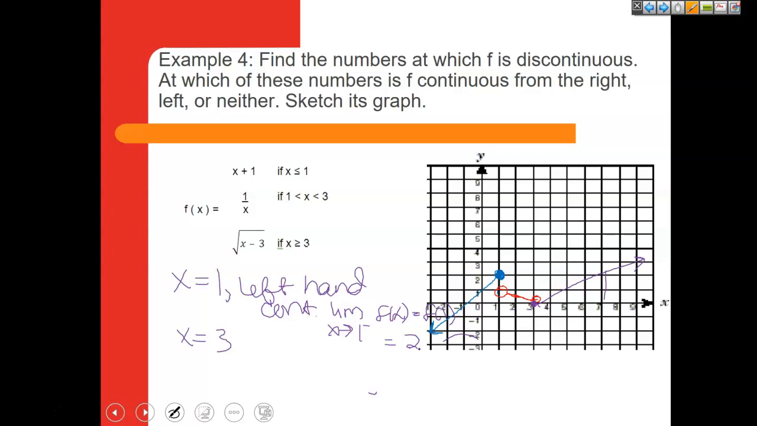And then x equals 3. That's right-hand continuous because the limit as x approaches 3 from the right of f of x equals f of 3, which equals 0.